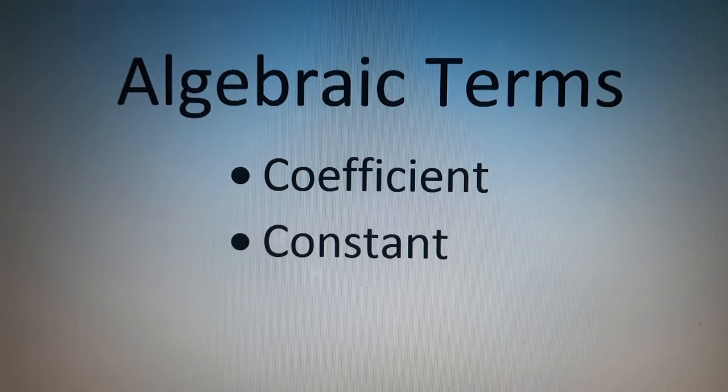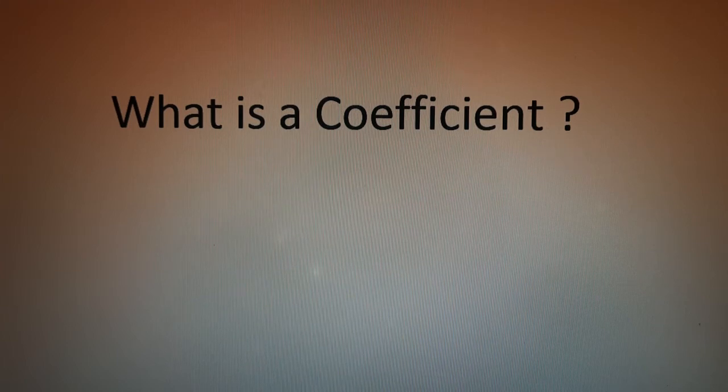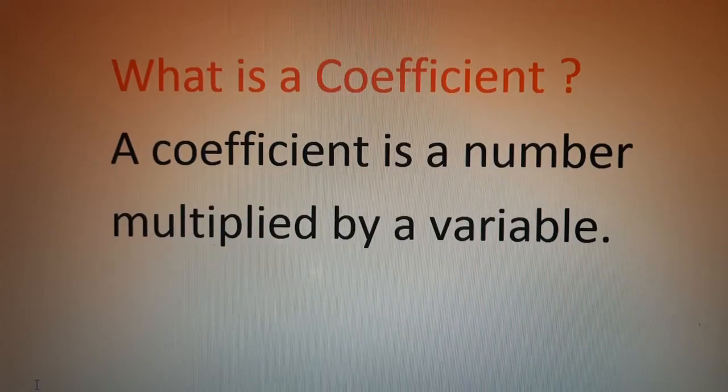In this video, we are going to talk about some algebraic terms such as coefficient and constant. What is a coefficient? First, we'll talk about this. A coefficient is a number multiplied by a variable.